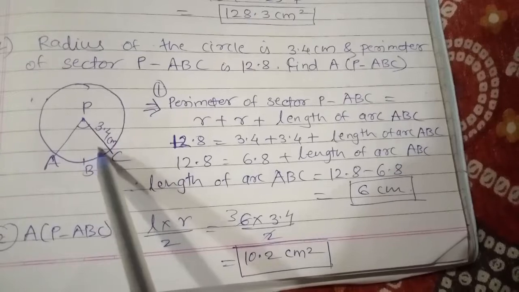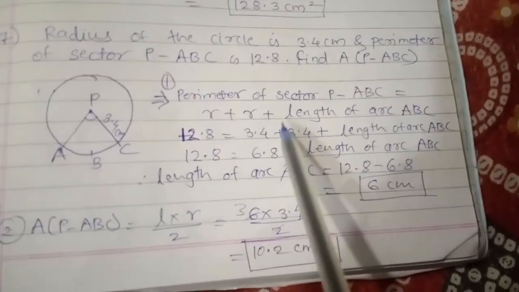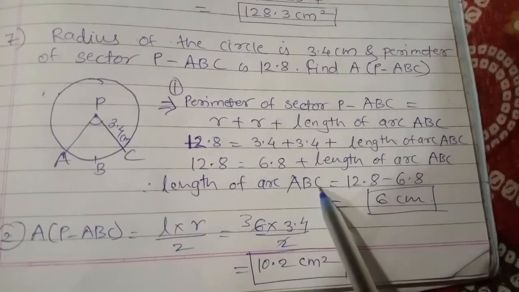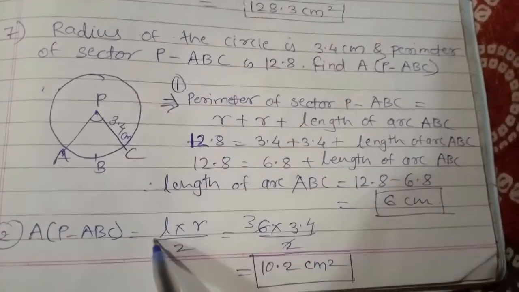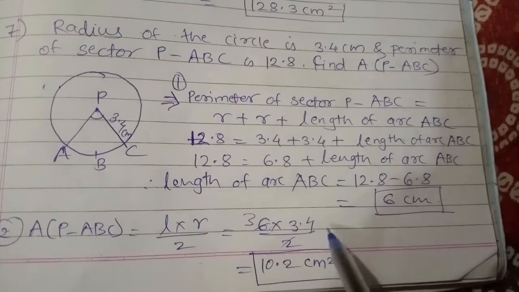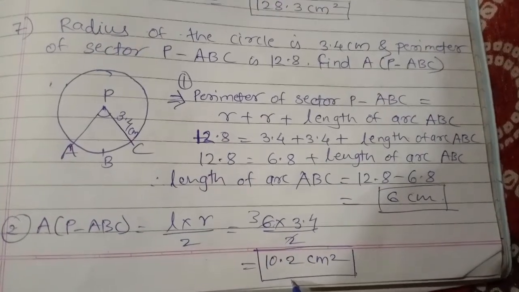Now we are going to find out the area of this minor sector. You know the formula. Since in this example we found the length of the arc and you are also given the radius, we use the second formula of the area of sector, that is L into R upon 2. Here the length is 6 centimeter into radius 3.4 upon 2. So the answer is 10.2 centimeter square.